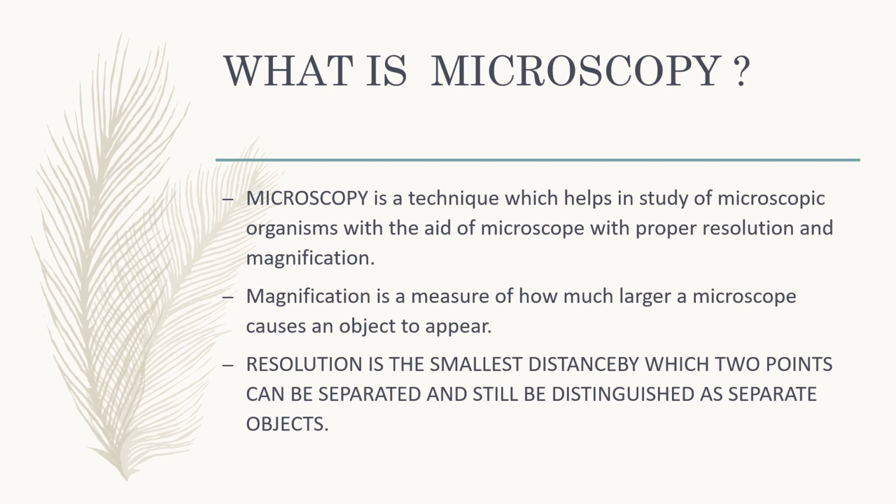Next learning objective is what is microscopy. Microscopy is a technique which helps in study of microscopic organisms with the aid of a microscope with proper resolution and magnification. Magnification is a measure of how much larger a microscope causes an object to appear. Resolution is the smallest distance by which two points can be separated and still be distinguished as separate objects.